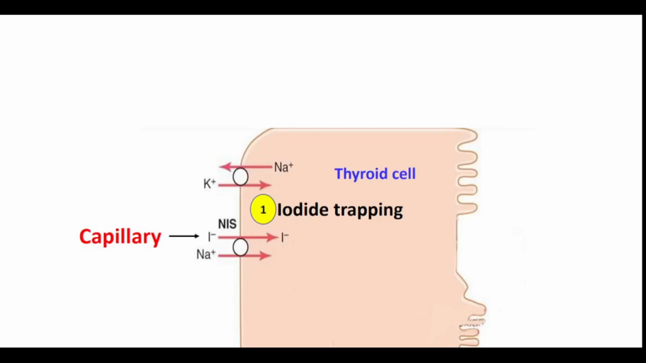So the sodium iodide symporter carries iodide against the concentration gradient. And when sodium diffuses from a higher concentration to a lower concentration, then the energy released is used by the sodium iodide symporter to drag iodide from the lower concentration to the higher concentration. So that is how iodide is carried by the sodium iodide symporter from the interstitial space to the cell. So this is an example of secondary active transport.